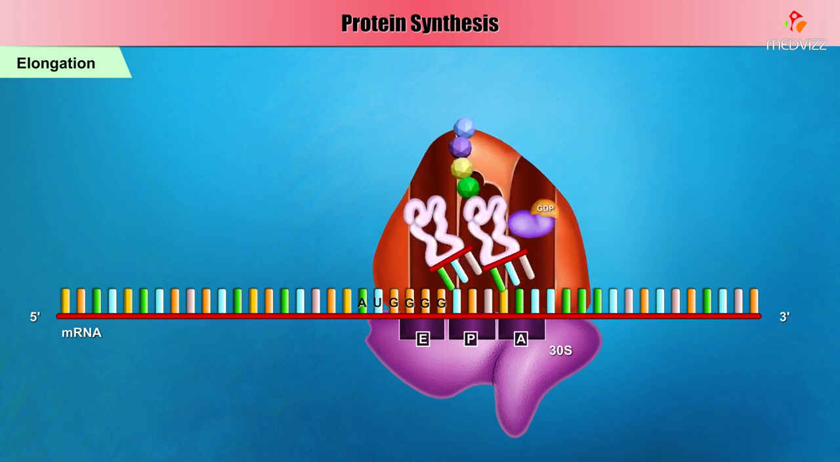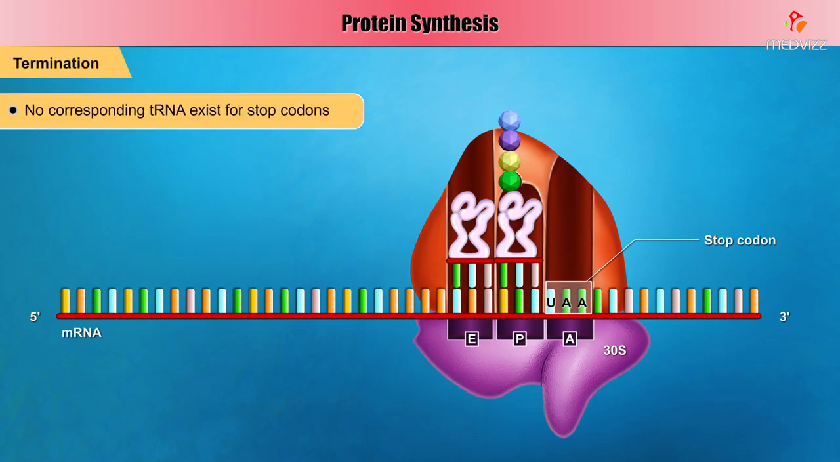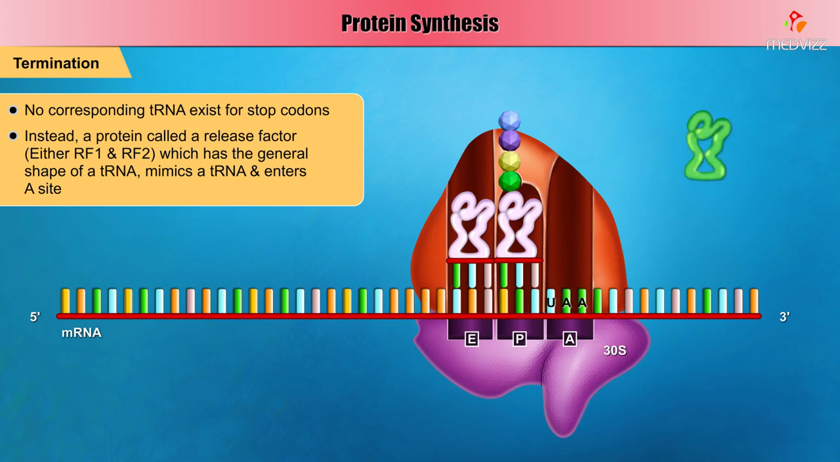Eventually, the ribosome arrives at the end of the coding region, marked by one of three stop codons. This stage of translation is called termination. No corresponding tRNAs exist for stop codons. Instead, a protein called a release factor, either RF1 or RF2, which has the general shape of a tRNA, mimics a tRNA and enters the A site.